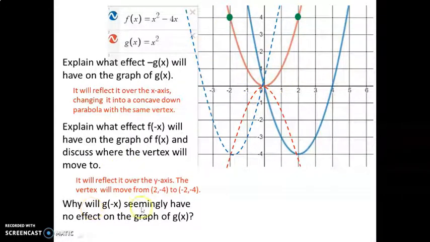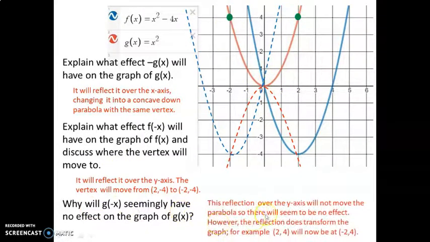So it will seemingly have no effect because it's a reflection over the y-axis. It will not move the parabola, so there will seem to be no effect. However, there is an effect. There is still a reflection. So all these points, like I said here, will end up being over here. For example, the point (2, 4) will reflect across and become the point (-2, 4). And likewise, the point (-2, 4) will then be over here. Basically, you're swapping the points. So it looks the same, but the points have been swapped, so it's important to note that.